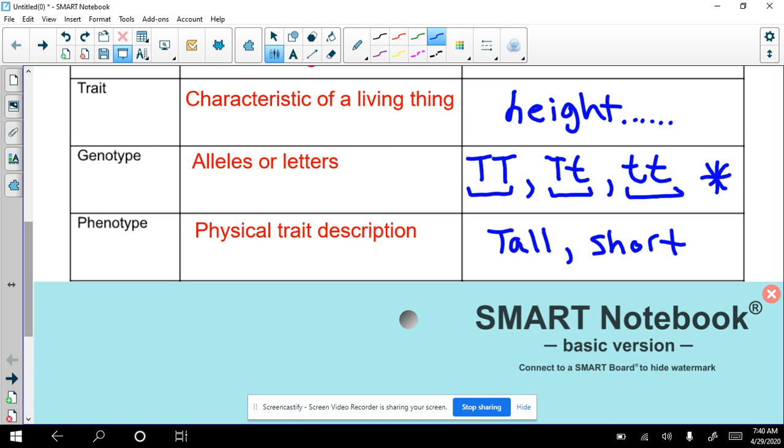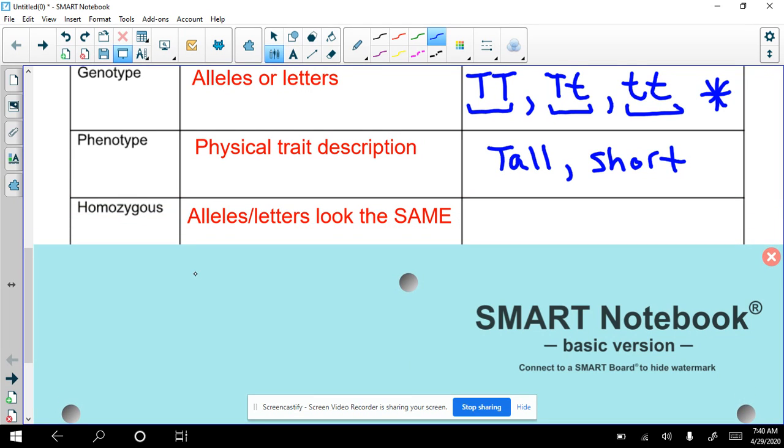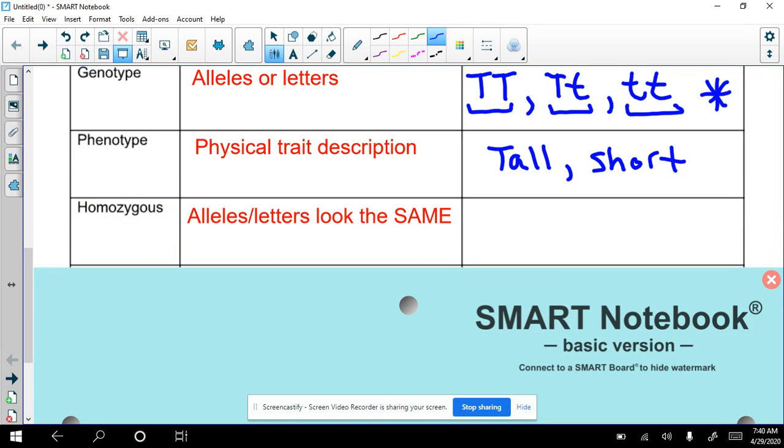Now, I have a bunch of letters up here, these alleles. So we have to figure out, how do I know which one's code for tall and which one's code for short? And that is where our final two terms come in. Our final two terms, or I guess 4 terms. The first one is the word homozygous. If you remember, homo means the same. So if the letters look the same, as in capital T, or lowercase t, that would be called homozygous.